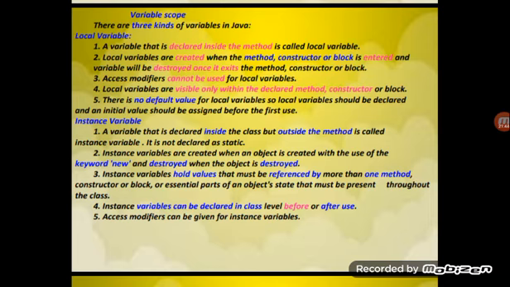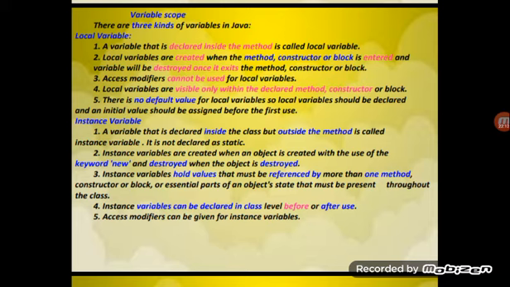After local variables come instance variables. A variable that is declared inside the class but outside the method is called an instance variable. It is not declared static.